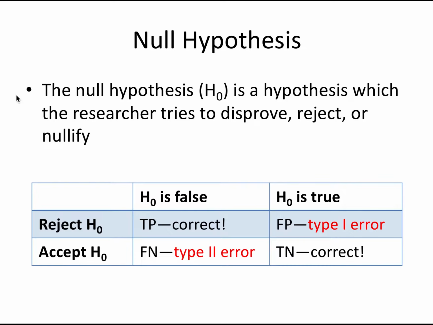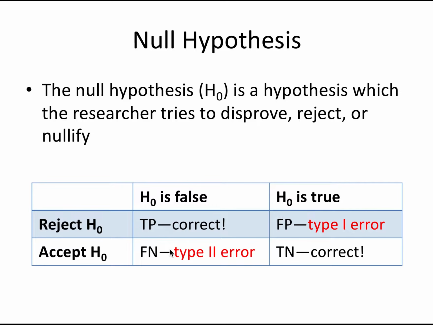So the null hypothesis is a hypothesis which the researcher tries to disprove, reject, or nullify. Now, an example null hypothesis is there is no difference between caries prevalence in a fluoridated population and non-fluoridated population. And people have conducted research to disprove this exact statement, and in doing so, prove that fluoride helps prevent caries.